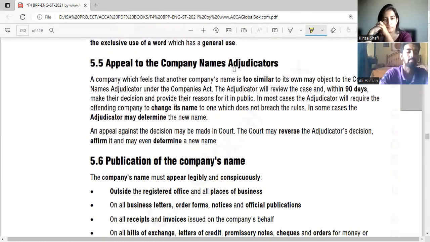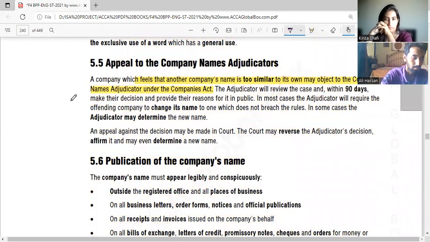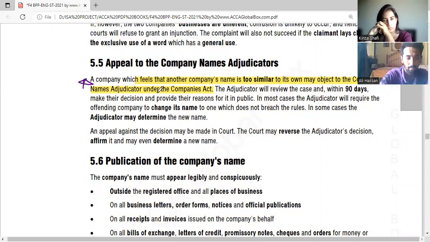Appeal to the company names adjudicators. That means if a company feels that another company's name is too similar to its own, it may object to the company names adjudicator under the Companies Act. This you need to learn. कि भैया अगर किसी कंपनी को ऑब्जेक्शन होता है कि भाई दूसरी कंपनी मेरे ही जैसा नाम यूज कर रही है, तो वो रिपोर्ट कर सकता है. And the adjudicator will review the case and within 90 days will make the decision कि भाई कौन सच्चा कौन झूठा, will provide the reasons for it in public. और या तो फिर चेंज होगा नाम उसका, या फिर may determine the new name, खुद ही से न्यू नाम करके उसको दे देंगे.